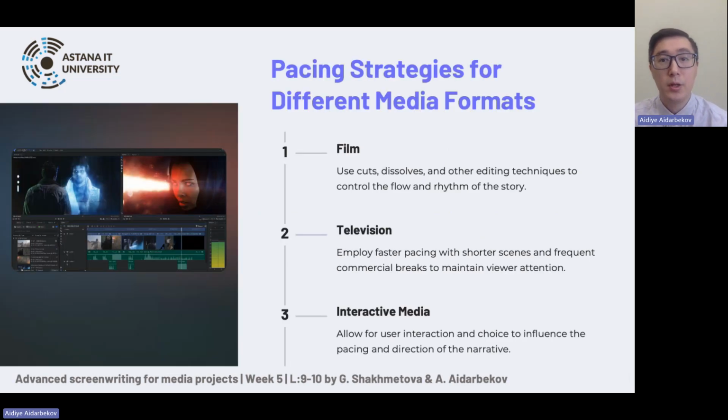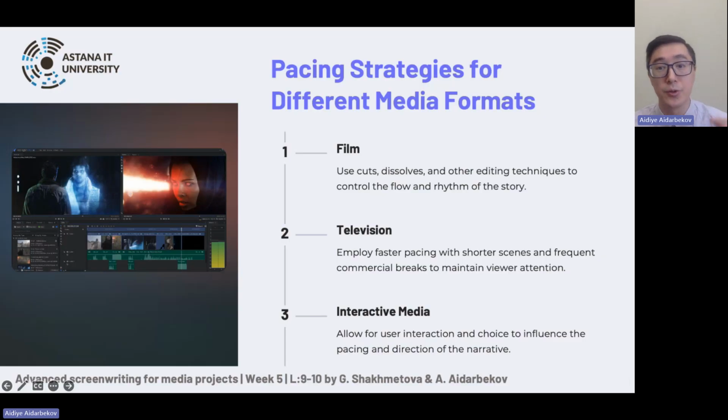Okay, let's move on. So, pacing strategies. Let's discuss pacing strategies for different media projects, because we work not only with films for big screens or TV shows, but with different media formats, like interactive media, VR, AR, games, and you need to think about a slightly different pacing for each one. For example, for film, we will use different cuts, dissolves, and other editing techniques to control the flow and rhythm of the story.